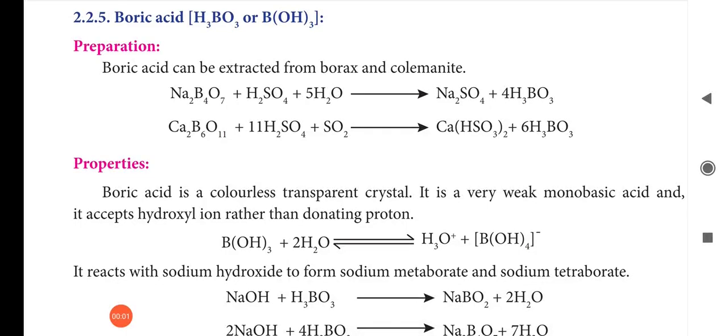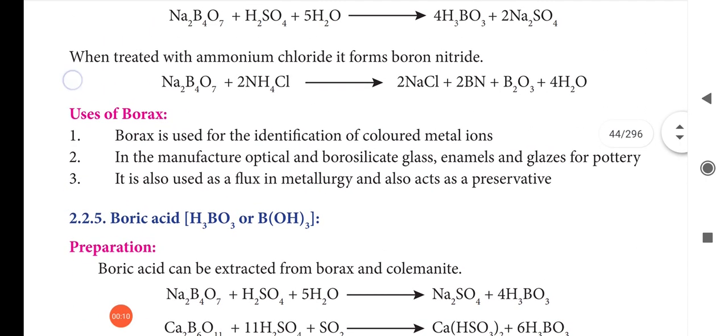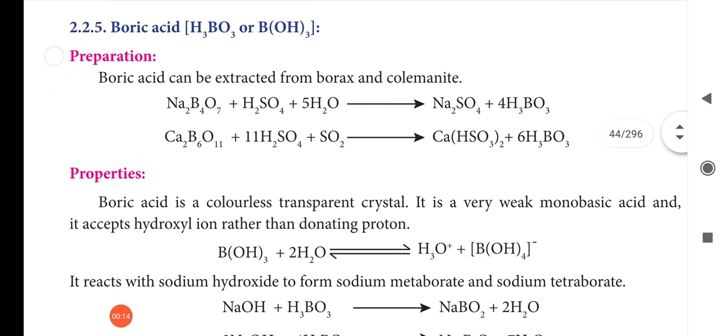Dear students, we are discussing compounds of boron in p block elements. Till now we have discussed the properties of borax and boron. Now we are going to discuss boric acid. Boric acid bears the molecular formula H3BO3 or B(OH)3. Both H3BO3 and B(OH)3 are the same; both are the molecular formula of boric acid.